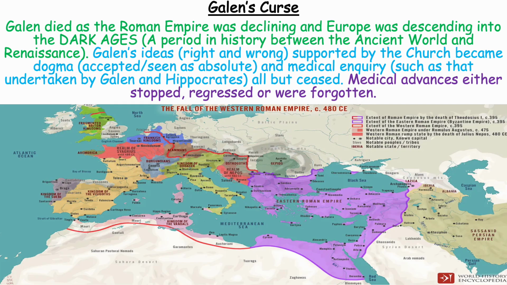Galen's curse. Galen died as the Roman Empire was declining, and Europe was descending into the Dark Ages, a period in history between the ancient world and Renaissance. Galen's ideas, right and wrong, supported by the Church, became dogma, accepted, seen as absolute, and medical inquiry, such as that undertaken by Galen and Hippocrates, all but ceased. Medical advances either stopped, regressed, or were forgotten.